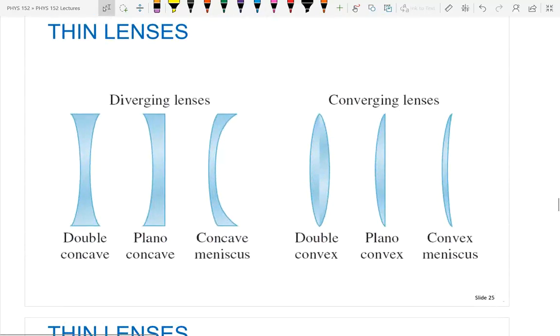So here are the distinctions between diverging lenses and converging lenses. We have looked specifically at this one and this one. The double convex and the plano convex is named here. Then there's convex meniscus. Meniscus lenses are lenses that have curvature that's curving the same direction on both sides. How do you determine if it's convex meniscus or concave meniscus?